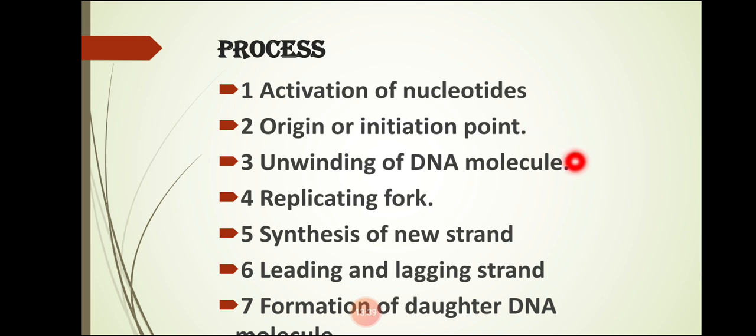Okay, then unwinding of DNA molecule takes place. Because of the cut, the DNA molecule starts unwinding, and this unwinding is done with the help of the enzyme helicase. Okay, and here one more enzyme is present. After unwinding, there are possibilities of coiling again, and that recoiling is prevented with the help of SSBP, that is single strand binding protein. Then replicating fork. At the origin point O, there is formation of an inverted Y-shaped, fork-like structure. Therefore, that point is called the replicating fork.